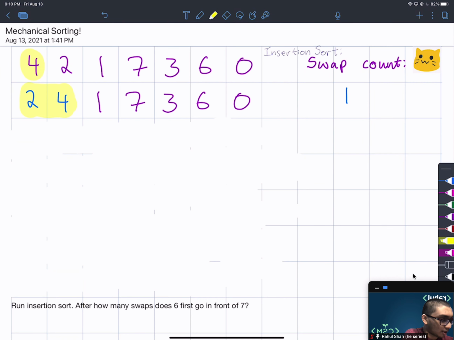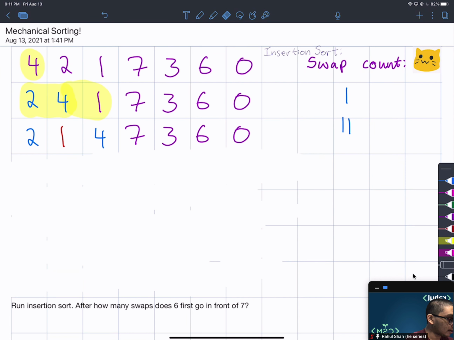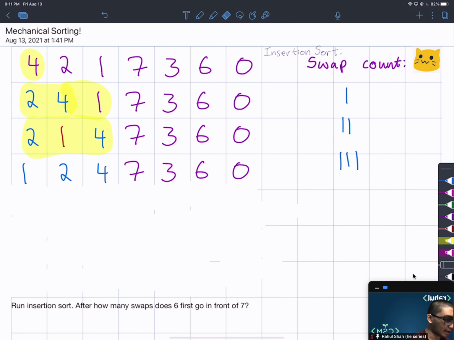Then we expand the blob to take on 1, and when we take on 1, we're like, well, 1 should be before 4, so that's another swap, right? So that would give us 2 swaps, and we swap 1 and 4, but we'll notice that the blob is still not sorted because 1 should be before 2. So we have to do a third swap. We have to swap 1 and 2. And after swapping 1 and 2, we can see our blob is finally sorted.